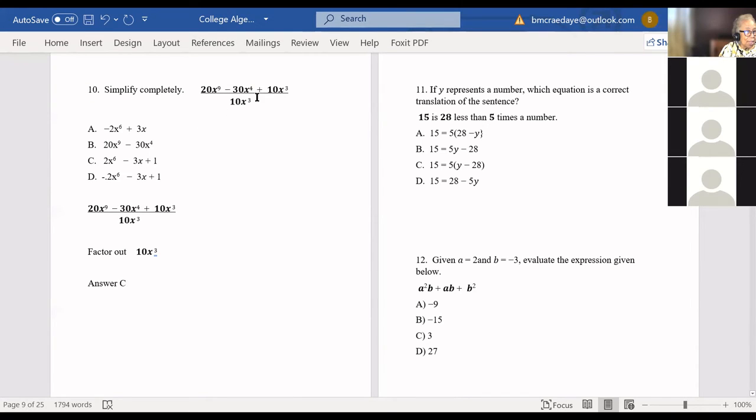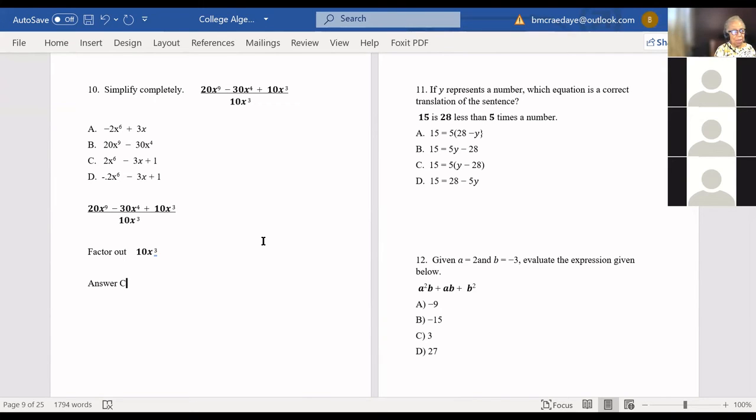And then, of course, the 10x to the third into the 10x to the third is just 1. I cancel it out. Wait a minute, no. When you divide something by itself, it's a one, Latoya. It's not zero, it's the same numbers. Yeah, it's a one. So the answer is C. Each one of those terms can be divided by 10x to the third.